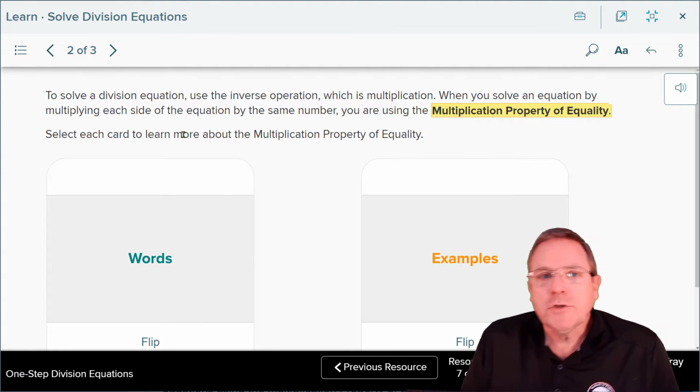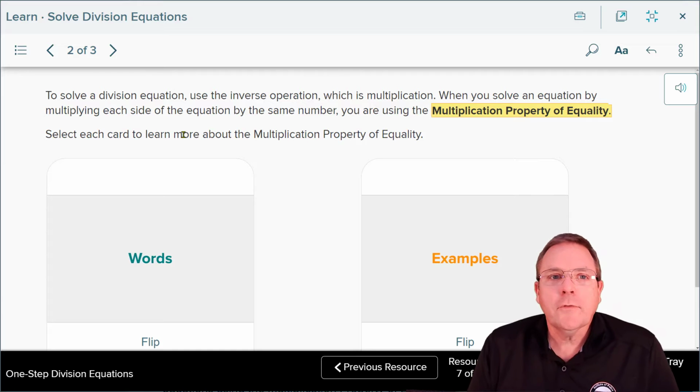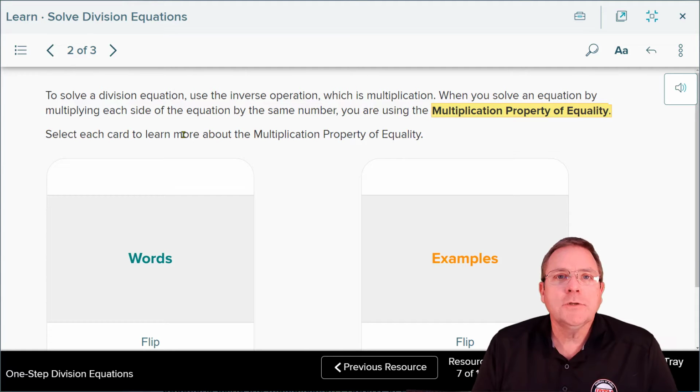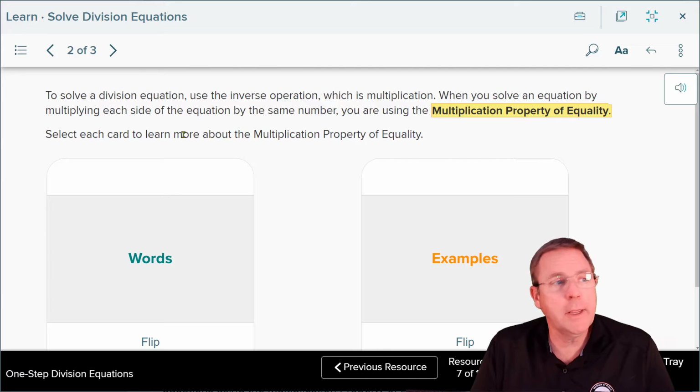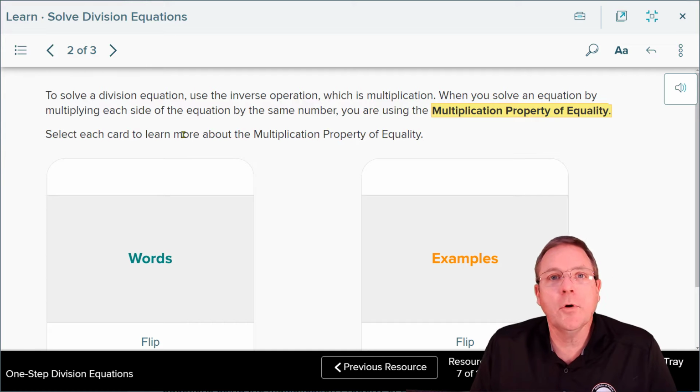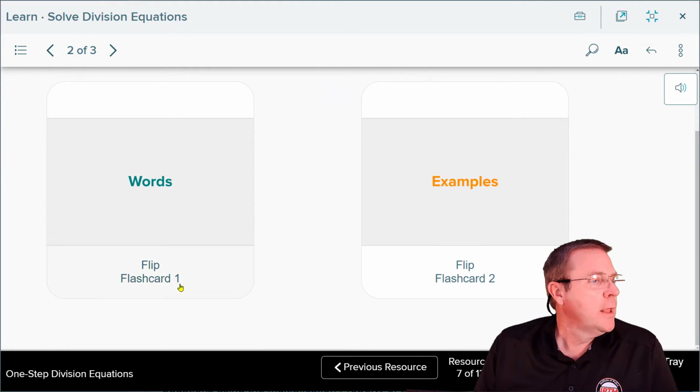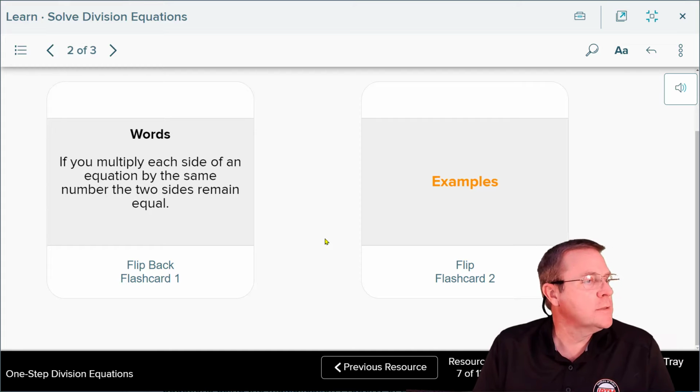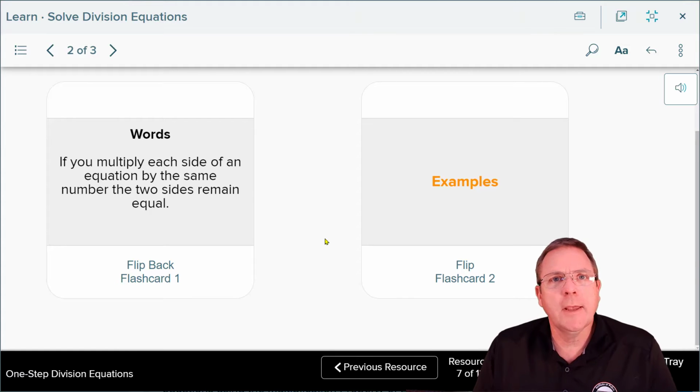Very similar to the division property of equality we did in the previous lesson, and the subtraction and addition properties of equality we've also done in this module. It says to solve the division equation, use the inverse operation, which is multiplication. When you solve an equation by multiplying each side of the equation by the same number, you're using the multiplication property of equality. In words, if you multiply each side of an equation by the same number, the two sides remain equal.